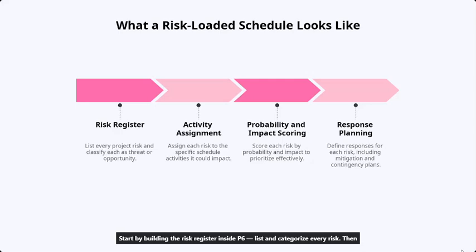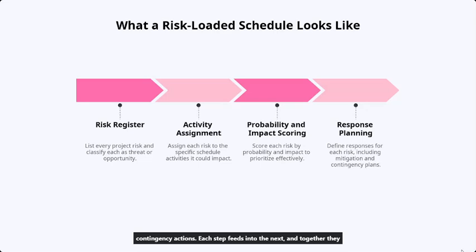Start by building the risk register inside P6, list and categorize every risk. Then assign each risk to the specific activities it threatens, linking them directly. Next, score each risk by probability and impact. Quantify both likelihood and consequence. Finally, document your response plan, define mitigation or contingency actions. Each step feeds into the next, and together they produce a schedule that honestly represents project uncertainty.